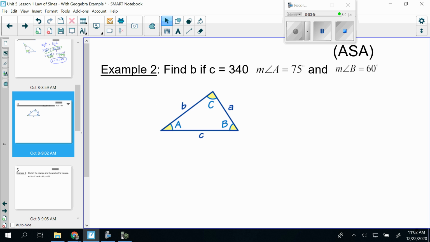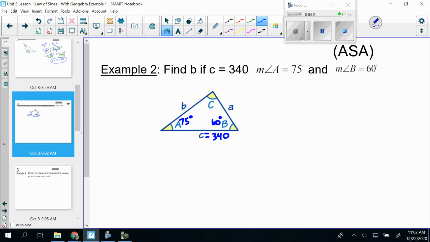All right, next example. Here we have side C being 340, so let's put that on our picture. We have angle A being 75, so we'll put that angle on here too. And we have angle B being 60, so we'll also fill in this one. What they want us to find here is side B.